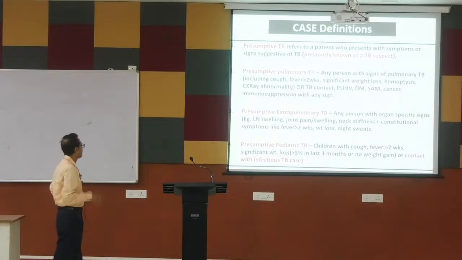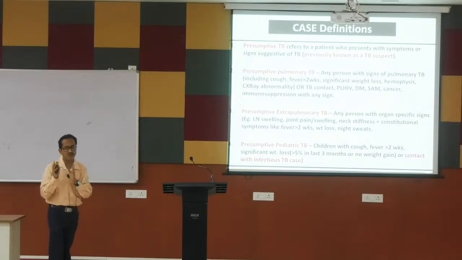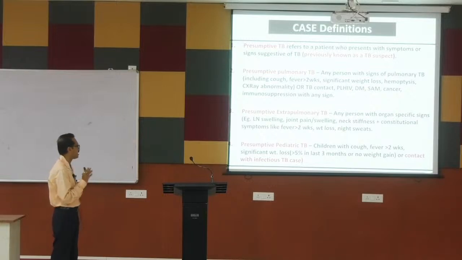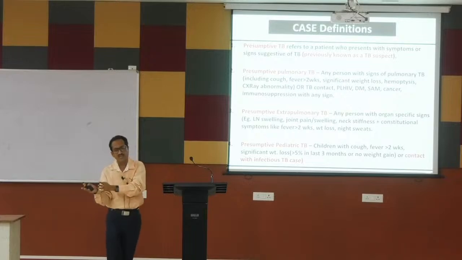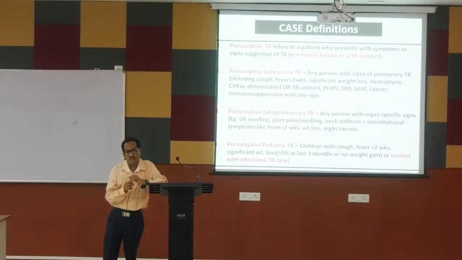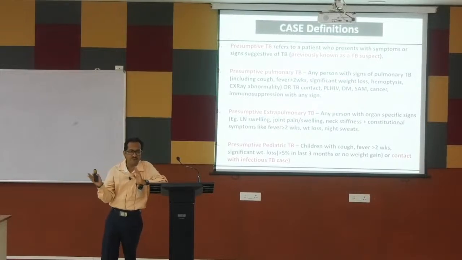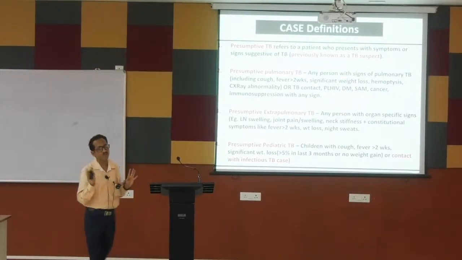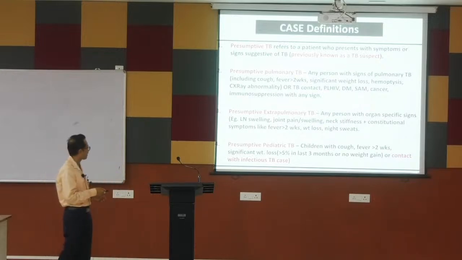Next, pediatric tuberculosis. What is pediatric tuberculosis? Children with cough and fever for 2 weeks. This is the first. Second is significant weight loss. If the child has lost more than 5% weight in the last 3 months, or has had no weight gain in the last 3 months, you should exclude tuberculosis. Next is contact with an infectious TB case, a family member or a neighbor having active pulmonary tuberculosis. So pediatric TB is, first, fever and cough for 2 weeks, then weight loss of more than 5% in 3 months, or no weight gain. That is a presumptive tuberculosis case.